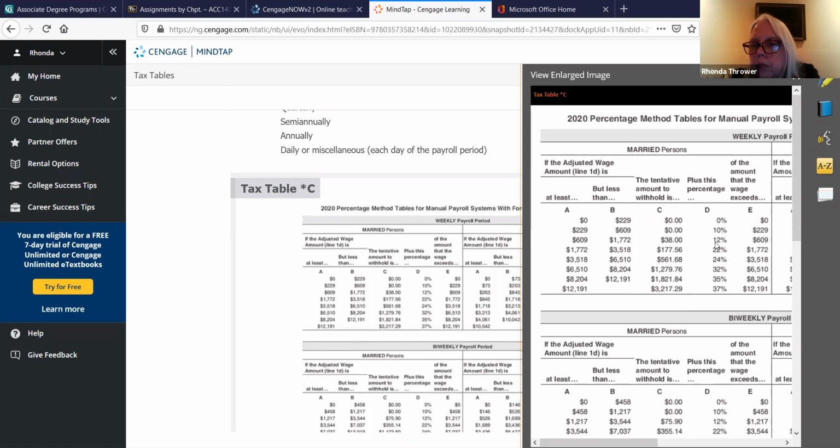So we definitely need to pick up the 12% that he's going to be taxed at. I want you to write down $38 as the tentative amount of tax, and then we're going to calculate the remaining tax that is owed at 12%. So if you'll bear with me just a minute, I'm going to flip back to our spreadsheet to show you where I've got that calculated.